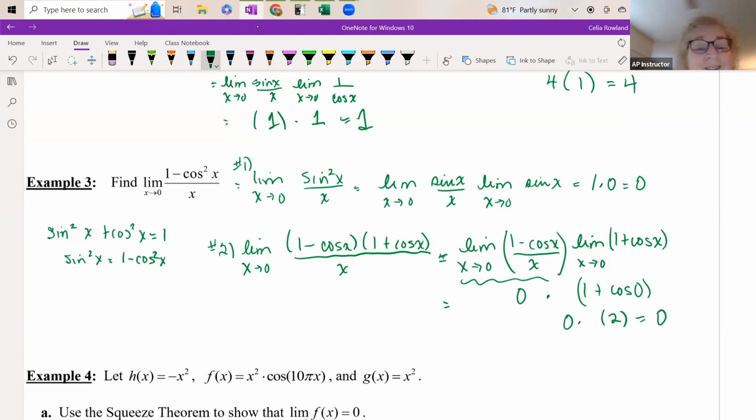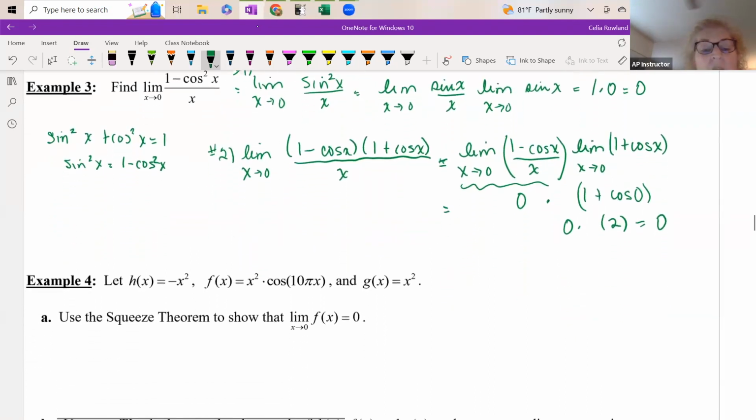Regardless of the way I do it, I should get the same answer both times. So this one's nice because you can come in and check the work. That's kind of a neat way to approach it. It also gives you flexibility: if you can't remember that 1 minus cosine squared is sine squared, factoring is always the way to go.